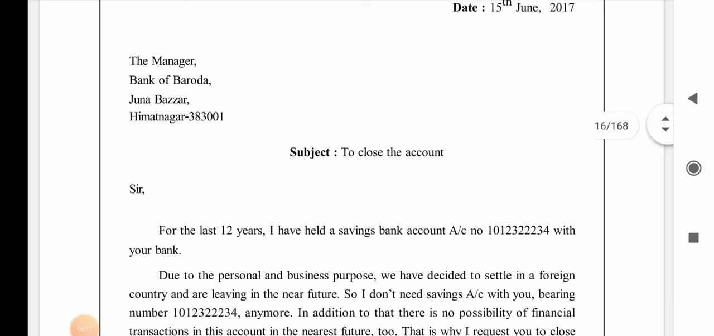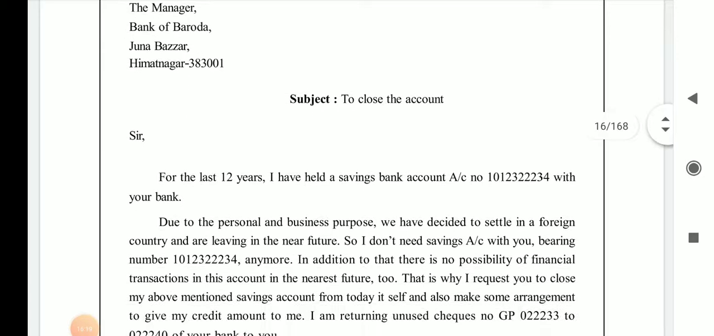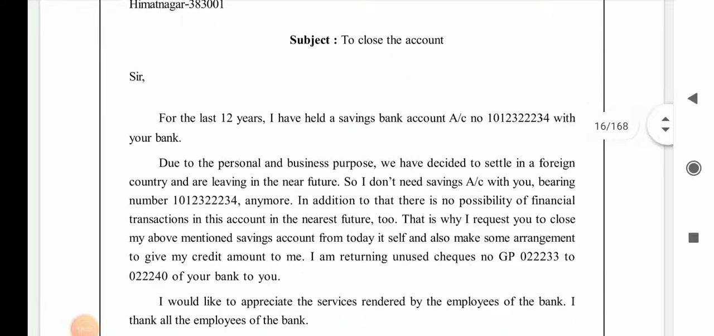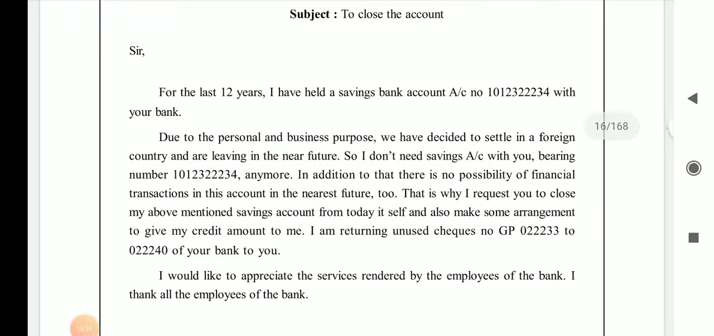Receiver is the manager, Bank of Baroda. Remove the comma after the name, Juna Bazar, Nagar, and put a full stop after the pin code. Subject is to close the account. That means a person wants to close his account. His salutation is Sir. For the last 12 years, I have held a savings bank account with your bank. That means the person has had a savings bank account for the last 12 years.